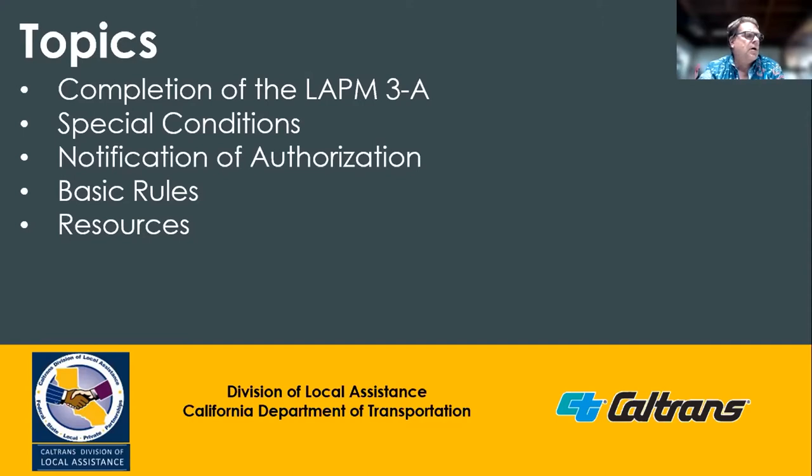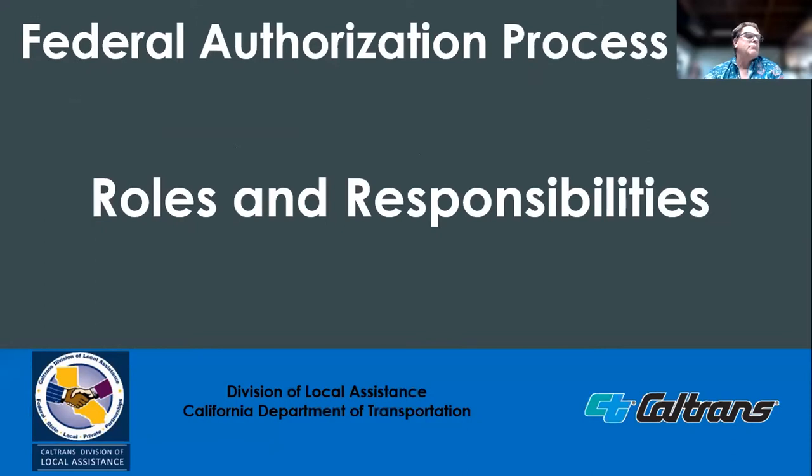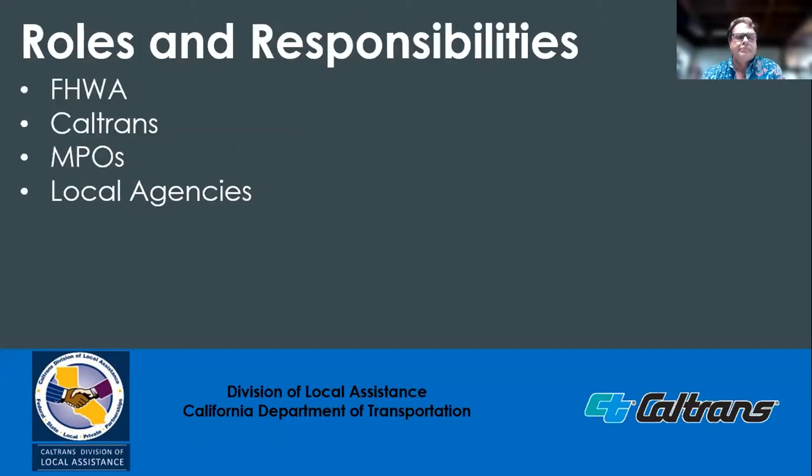Basic rules are some preliminary guidance to prevent the loss of federal funds and resources. We'll talk about the location and majority of information covered under this presentation. There are four significant participants in the federal aid process: FHWA, Caltrans, MPOs, and local agencies. Each has unique responsibilities in the authorization process.